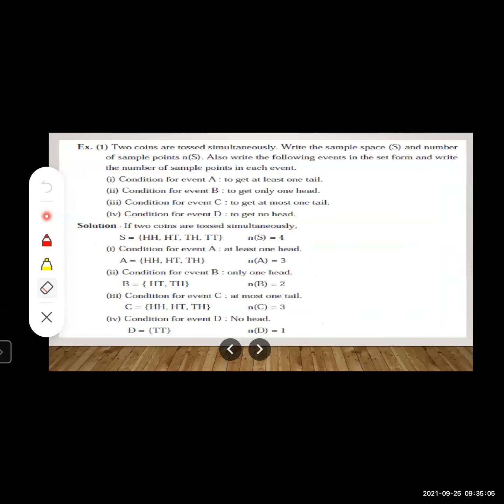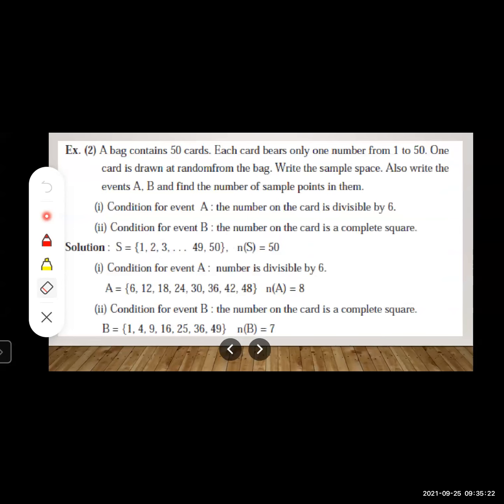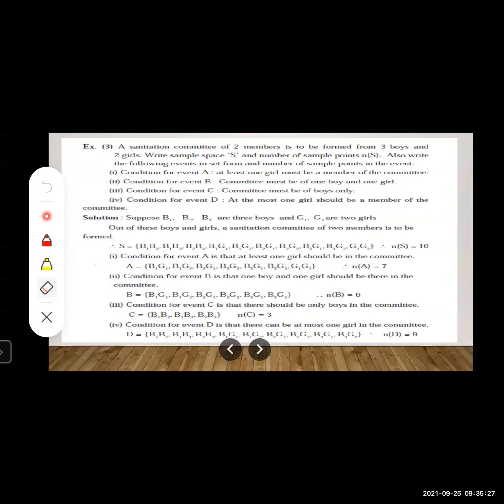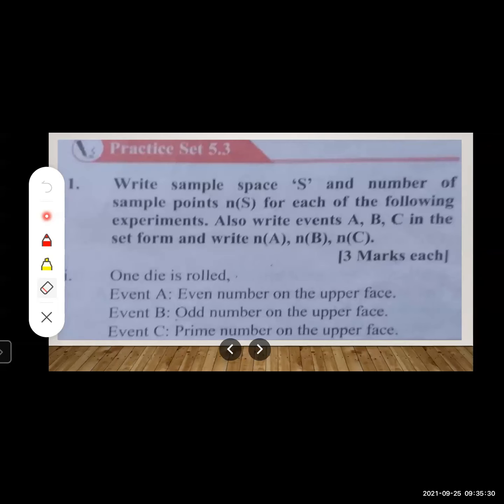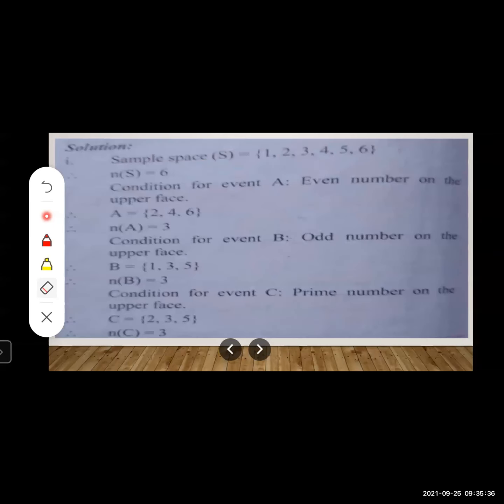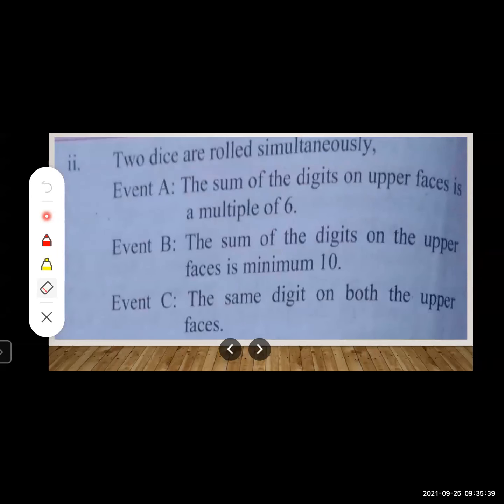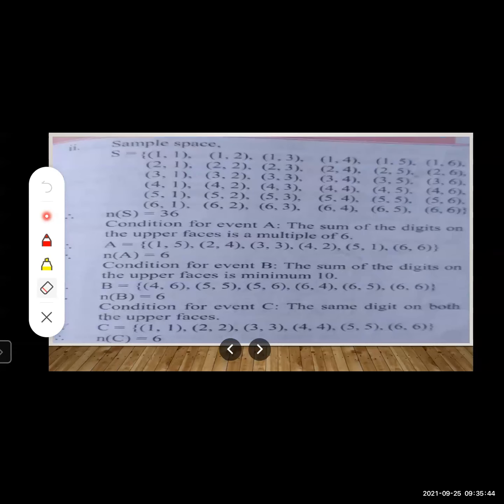Then we have seen different examples when one coin is tossed, when two coins are tossed, when one dice is thrown, or two dice are thrown, or three dice are thrown, or three coins are tossed simultaneously. We have seen different combinations also. And then we have completed practice set 5.3 also. See here also, everywhere you can see events and examples related to the different types of events.